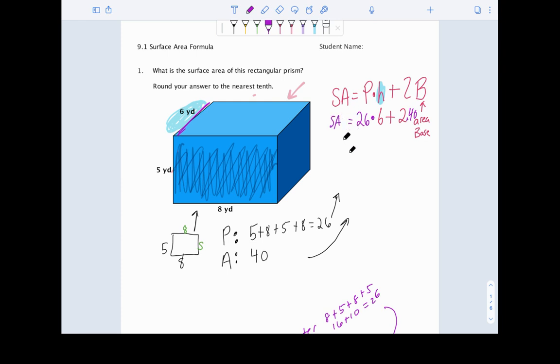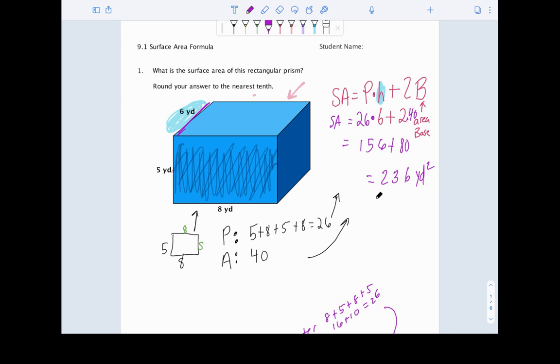Surface area equals 26 times 6. So that's 156. And then plus 2 times 40 is 80. And then 236 yards squared. And so it can be easier than adding up all 6, and we'll kind of apply this as we go here.